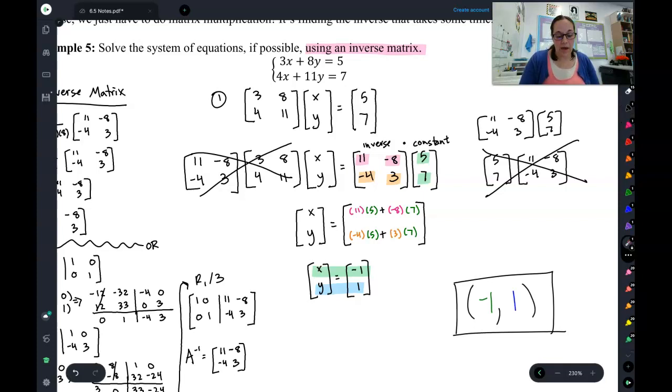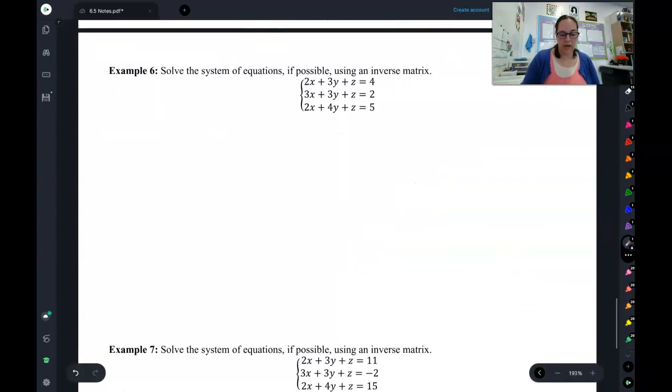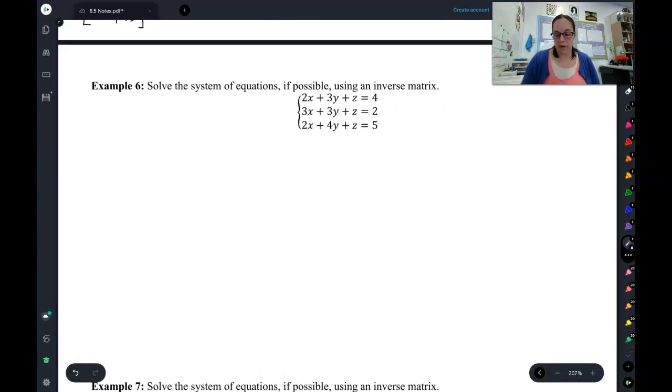So that is how we actually solve a system of equations using an inverse matrix. Honestly, the hardest part is finding the inverse matrix. Once you know that, you can multiply it on this side, cancel them out, multiply it on that side, and it's just some simple matrix multiplication, and you get your answers. So with that, we've done a 2 by 2. Let's go to the next page and try a 3 by 3.